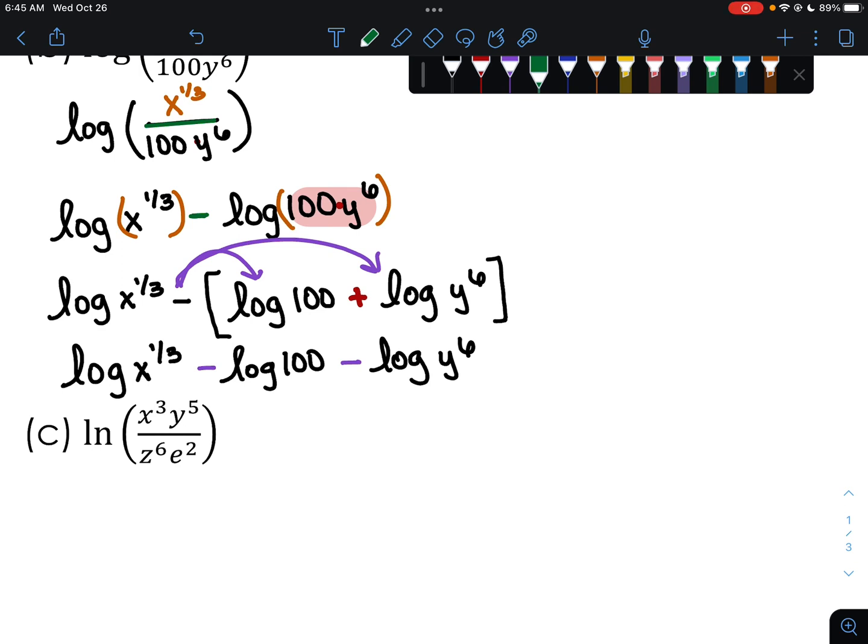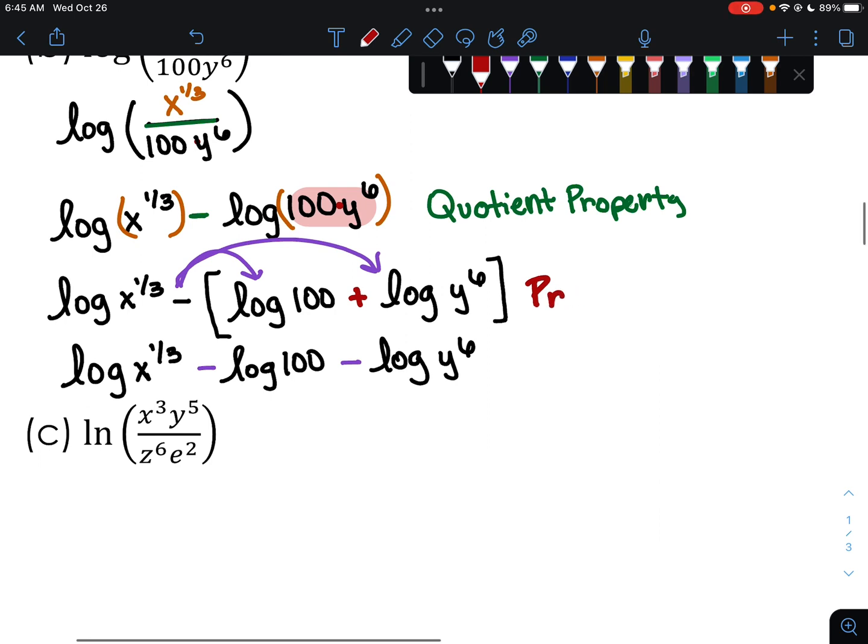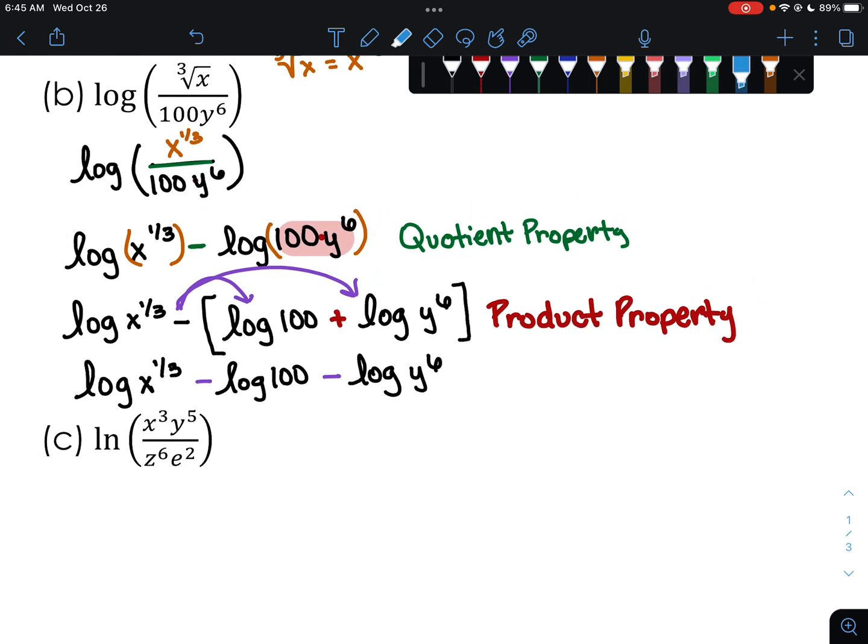The first thing we did was the quotient property. And then the one that we just did was the product property. And then our last and final step is that we see that this is an exponent right here, so we can go ahead and bring that out in front. At the same time, I want to simplify this right here, so we're going to type that into the calculator, log of 100.